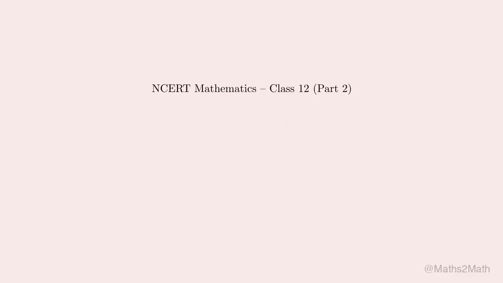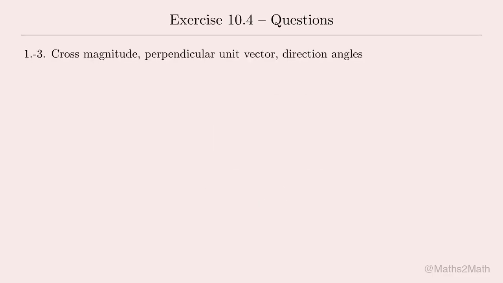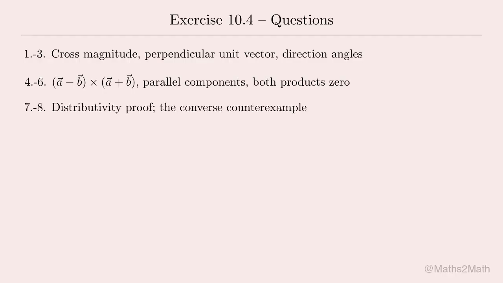In this video, we are solving every question of exercise 10.4 of Chapter 10, Vector Algebra, from the NCERT Mathematics textbook for Class 12, Part 2. Exercise 10.4 covers the vector product, determinant expansions, perpendicular unit vectors, the distributivity proof, and areas of triangles and parallelograms, with two multiple choice questions. Here is the list, grouped.